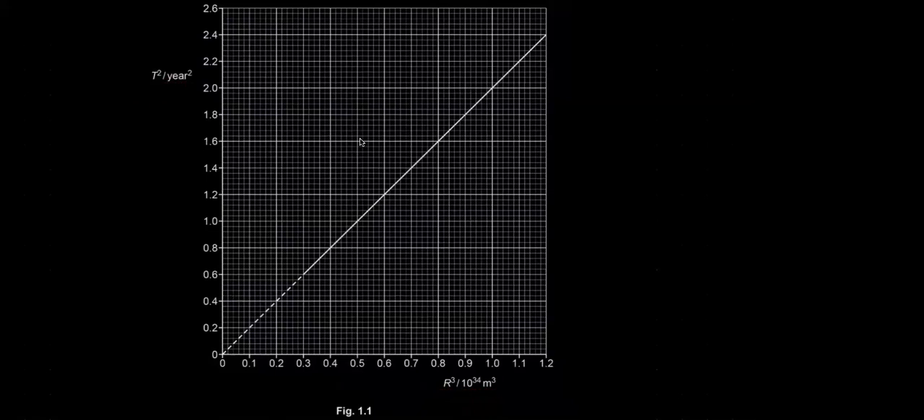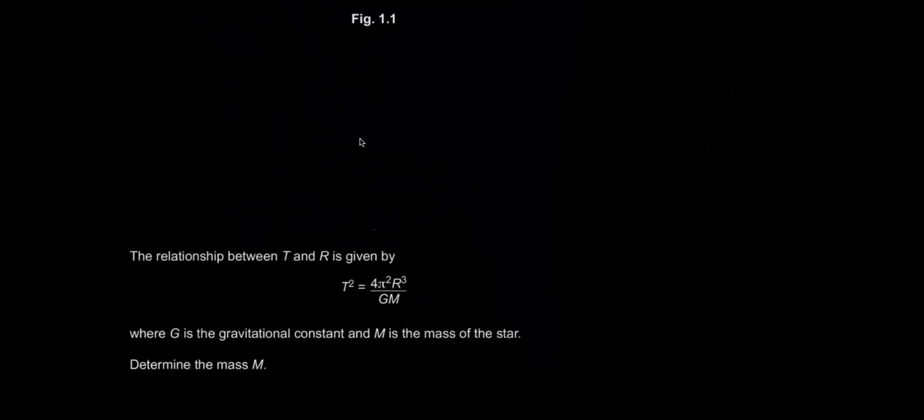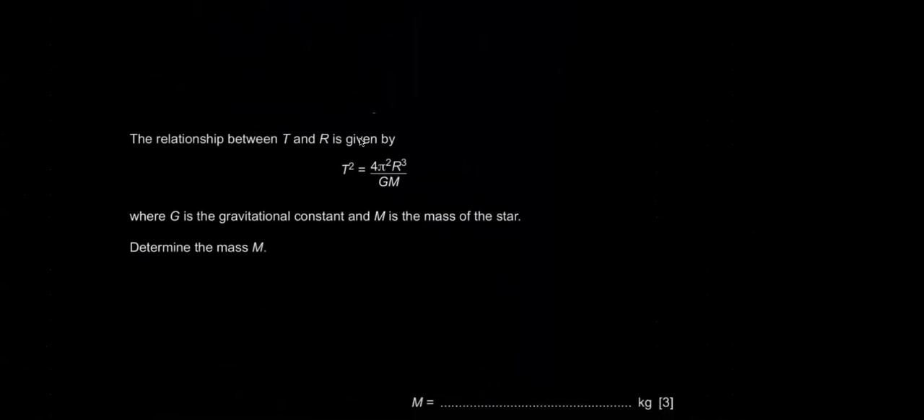In A2 physics, and I've emphasized this a lot in all of the questions we've done, you need to take a lot of care with the graphs that you're working with. What are the units? What are the multiples that go along with the graph? Now let's zoom back in again. The relationship between T and r is given by T squared equals 4 pi squared r cubed upon GM.